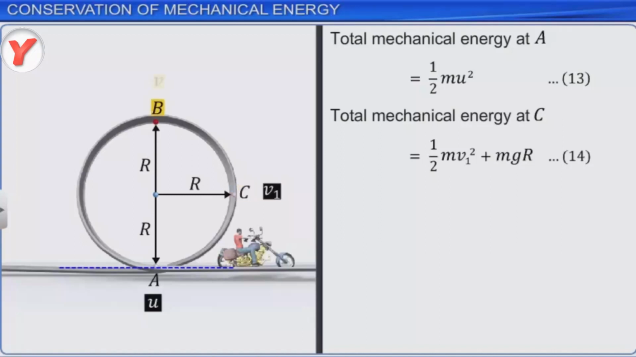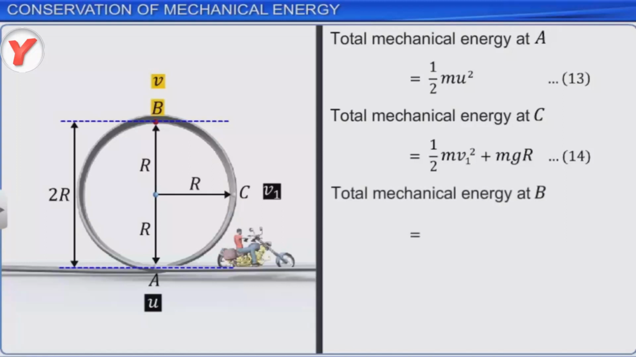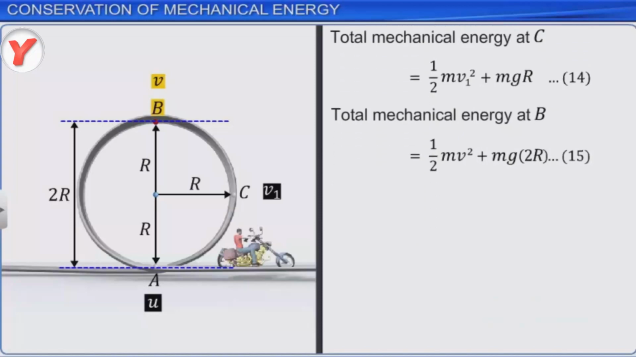When it reaches the highest point B, it has velocity v, and its height with respect to the reference level is 2R. It has maximum potential energy, which is mg into 2R, and least kinetic energy, which is half mv square. The total mechanical energy at B is denoted by half mv square plus mg into 2R. Let this be equation 15.